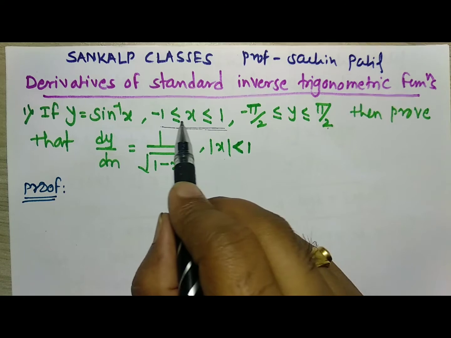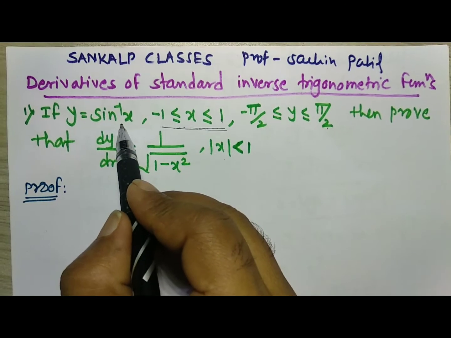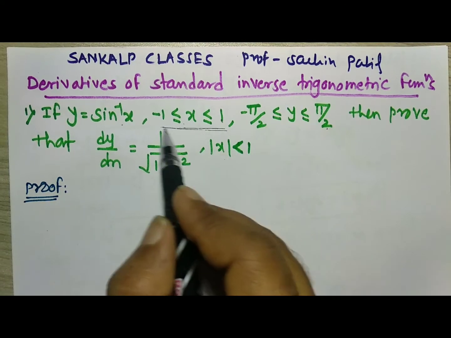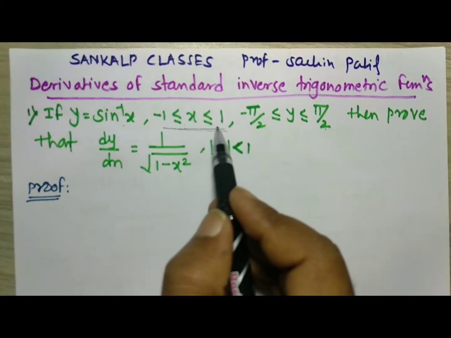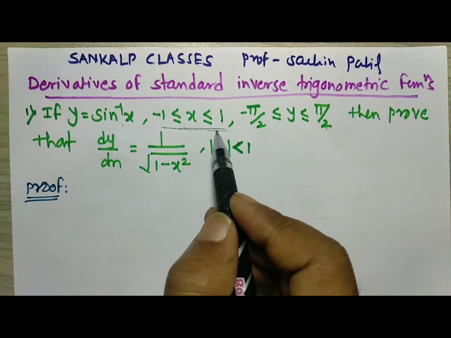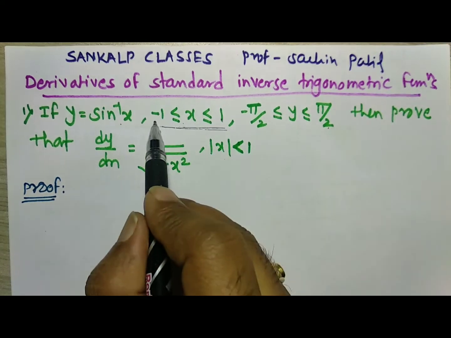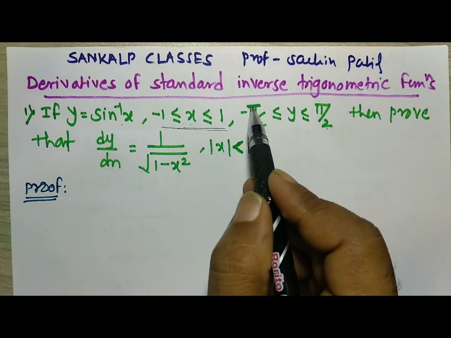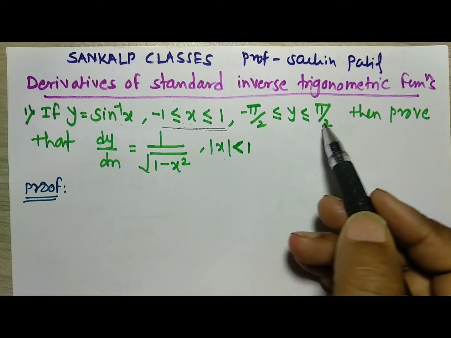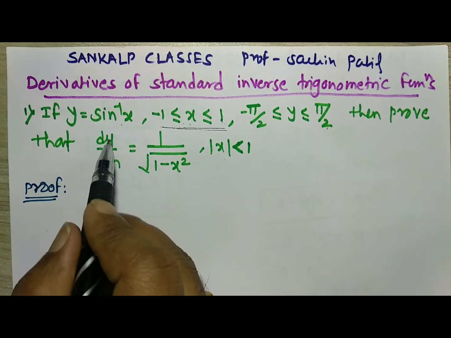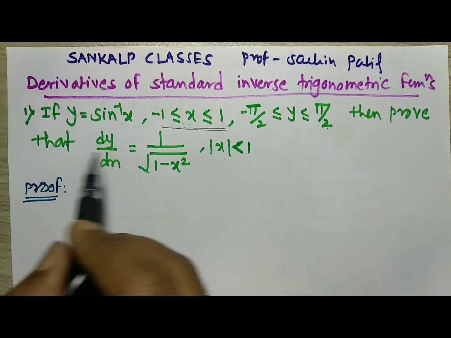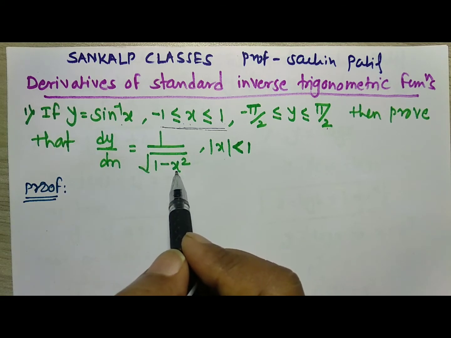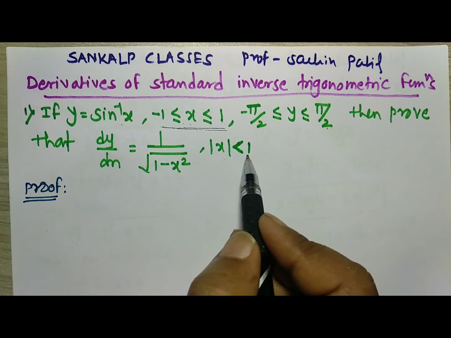That means in this consideration, this inverse function is one-one and onto also, and therefore this is a part of our real number set. For x values from minus 1 to 1, you will get the value of y between minus pi by 2 to pi by 2. Then we have to prove here that dy by dx is equal to 1 divided by square root of 1 minus x square, and mod of x is less than 1.